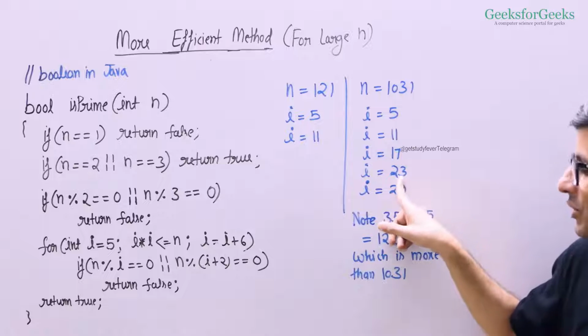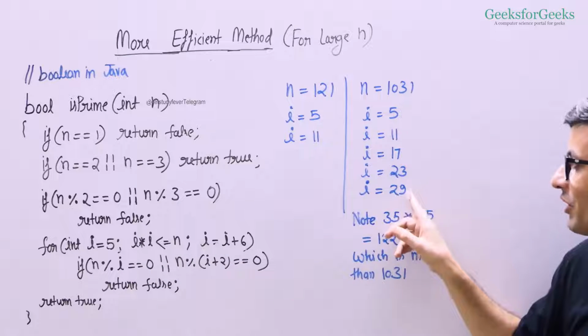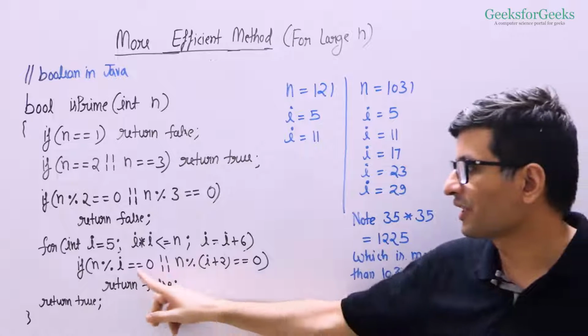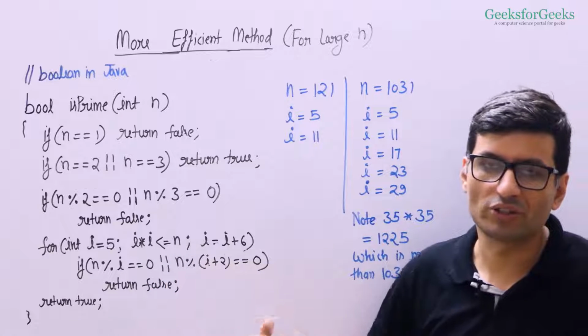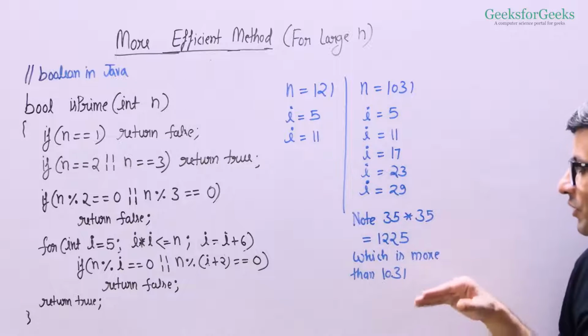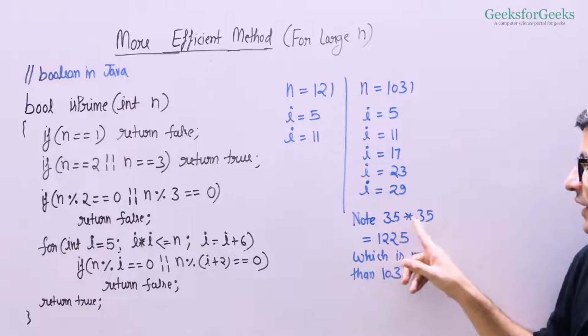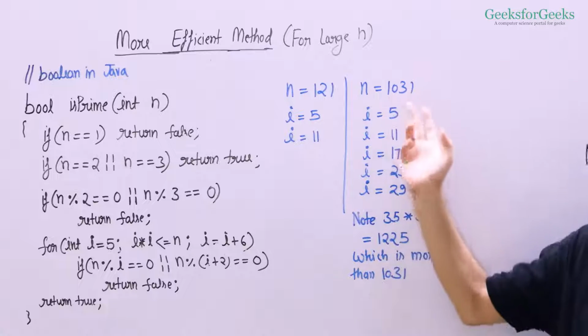Then we are going to come to 23. We are going to check for 23 and 25. Then we are going to come to 29. We are going to check 29 and 31. It's not going to be divisible by any of those numbers because it's a prime number. We don't proceed further because the next number after 29 is 35. And 35 into 35 is greater than 1031.